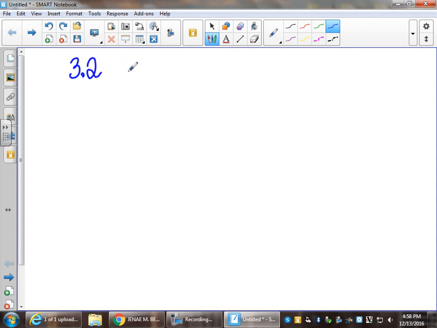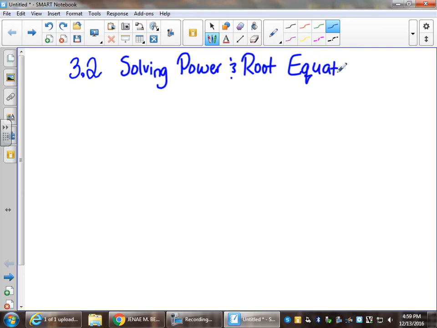The title of our board notes is going to be Solving Power and Root Equations. Solving power and root equations. We're going to have a goal.